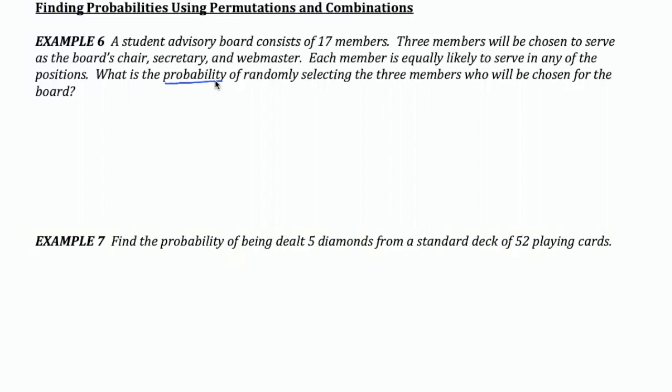From a student advisory board of 17 members, we are choosing 3 to serve as the board's chair, secretary, and webmaster. Each member is equally likely to serve in any of the positions, so there's not like a senior member who would automatically be the chair.